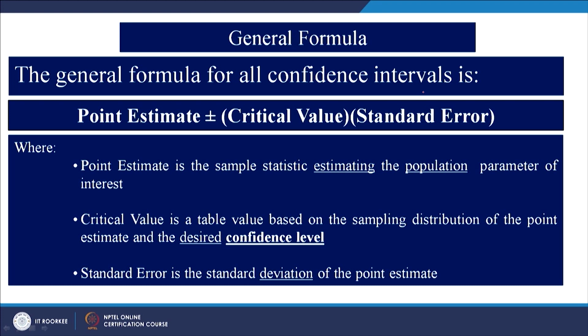This is the general formula, though we have already seen this and solved an example as well. The point estimate is equal to plus minus the critical value multiplied by the standard error. This is the simple statistic estimating the population parameter, the point estimate. The critical value will come from the Z table, and this table value depends upon the desired confidence level. For 90% it would be different, for 91% it would be different, and so on. And standard error is the standard deviation of the point estimate.